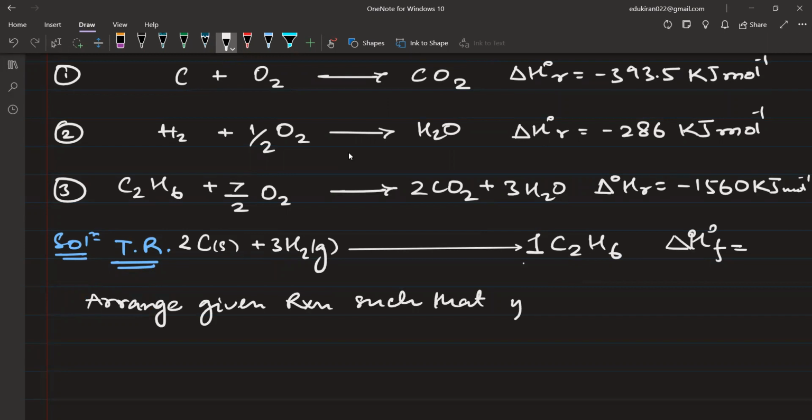such that you get the target reaction. हमको क्या करना है? I have to arrange the given reaction such that I get the target reaction. Now, in order to arrange, it is very easy. Don't worry about it. ठीक है ना? बहुत ज़्यादा टफ नहीं है आपके लिए. बहुत आसानी से अरेंज किया जा सकता है.